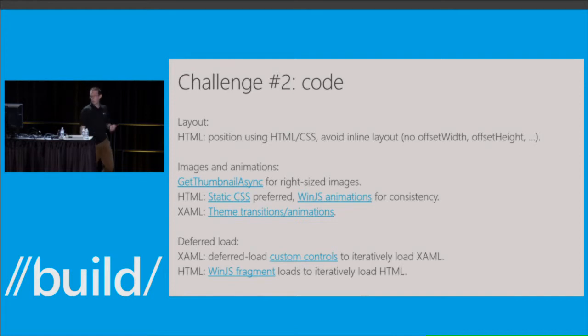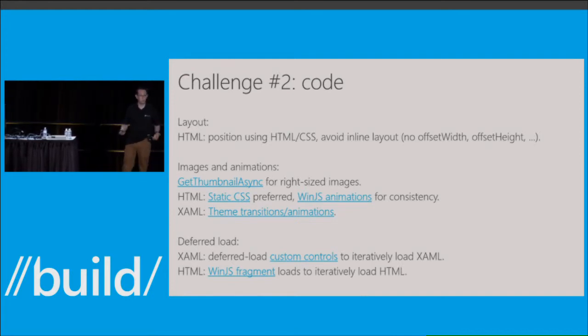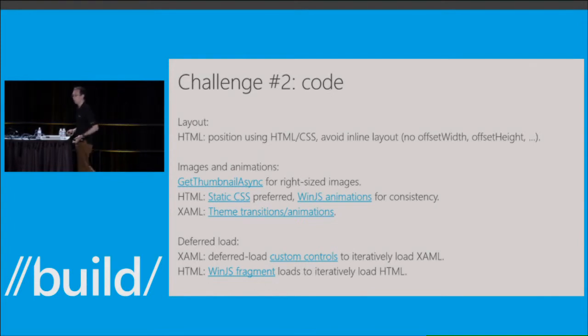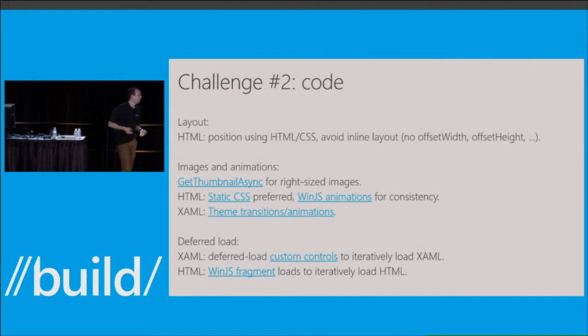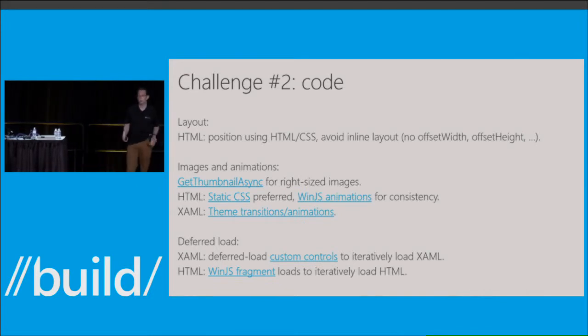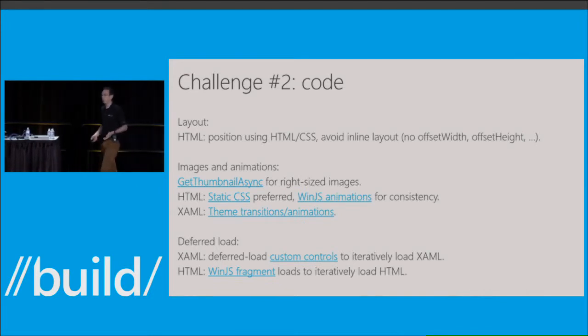To do this with XAML, it's pretty simple. Use custom controls. You can put XAML content in there, and you can put code in there. Your code won't load until you insert the content, and so you can iteratively load both XAML and code by doing this. With HTML, it's very similar using WinJS fragments. These are chunks of HTML where you can put DOM elements in there that are actually going to show in the UI, and you can also put script tags and CSS tags that don't need to get loaded at all, don't even need to get parsed until you decide, aha, now I need that piece of UI, so I'm going to load that in.